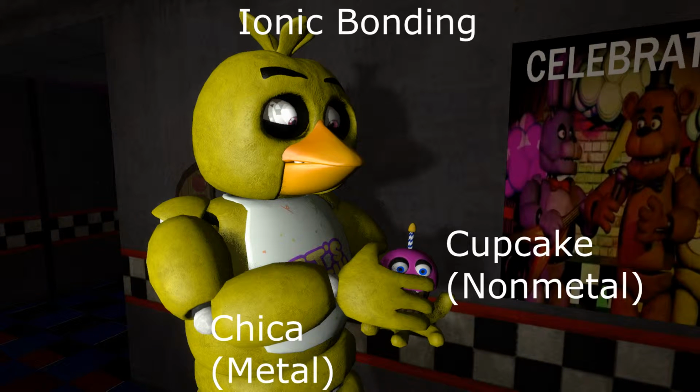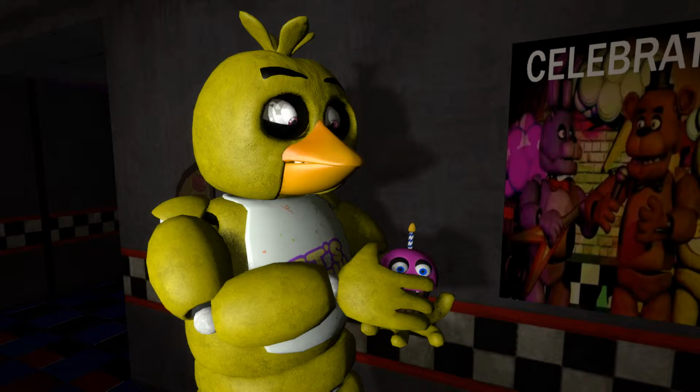As shown here, we see that Chica is ionically bonding with her cupcake. Chica, a big metallic animatronic, is cuddling with her cupcake, who is a non-metallic. This can mean that Chica and her cupcake are a metaphor for ionic bonding. Let's see another example of ionic bonding, shall we?